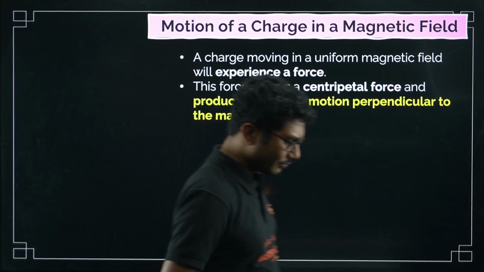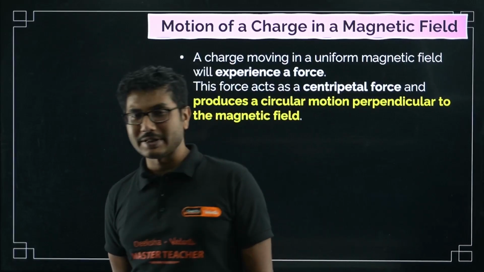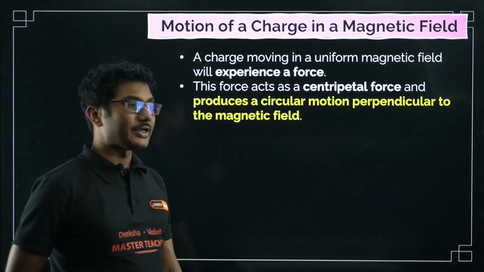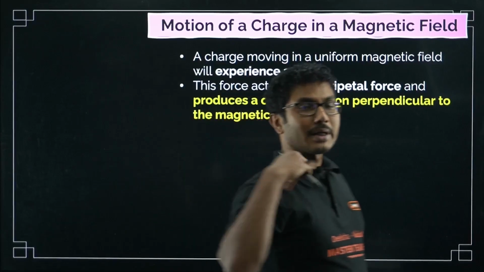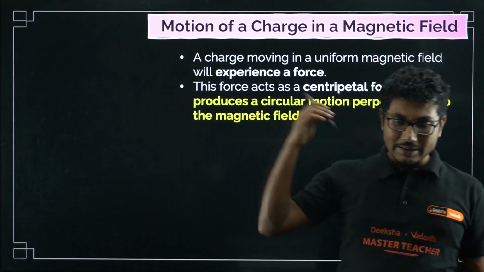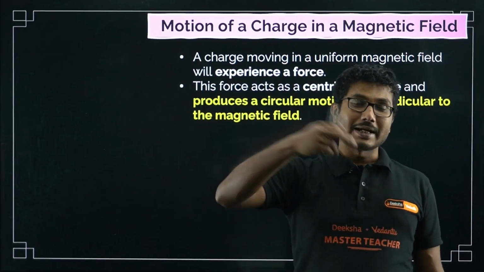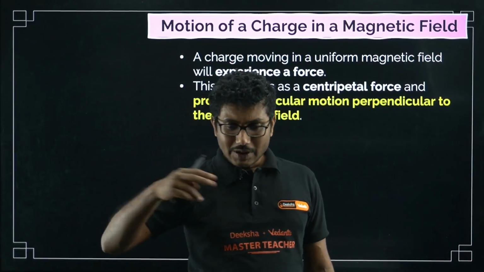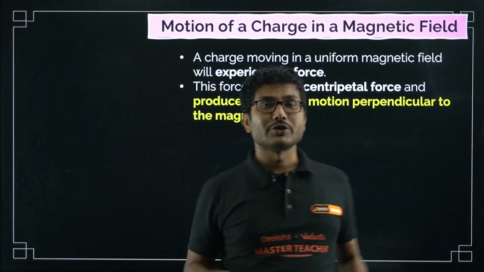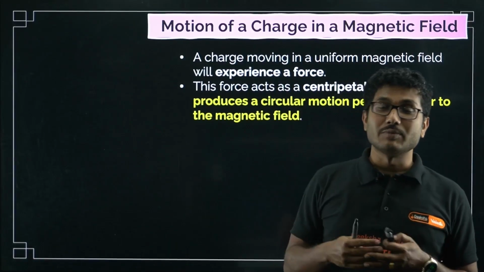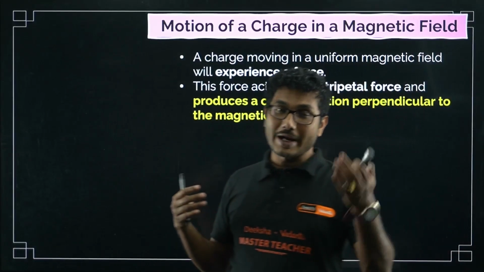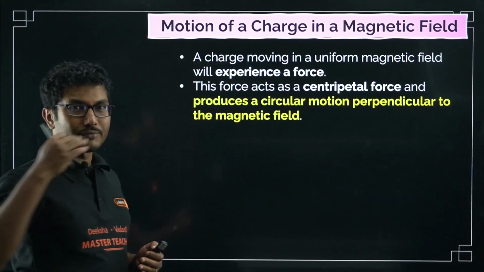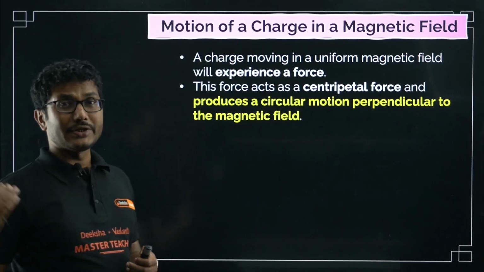Now if there is no electric force, only magnetic force is present, then this force will be like a centripetal force. What is the meaning of centripetal force? You remember when we discussed in our first few chapters that when you are rotating in a Ferris wheel or in a circular motion, there has to be some force for you to continue the circular motion. That force is called centripetal force. Okay, centripetal force is a real force.